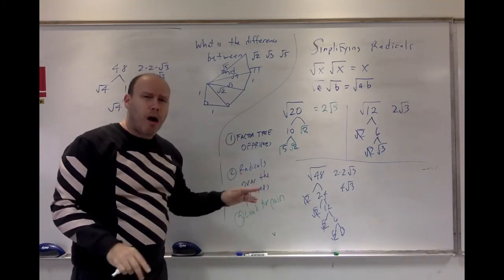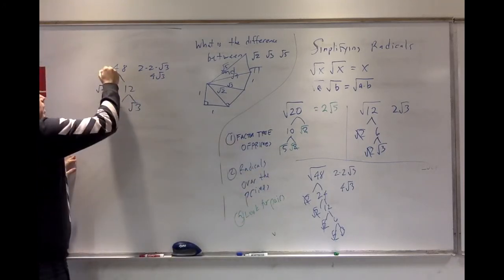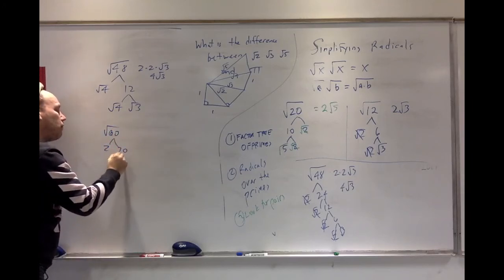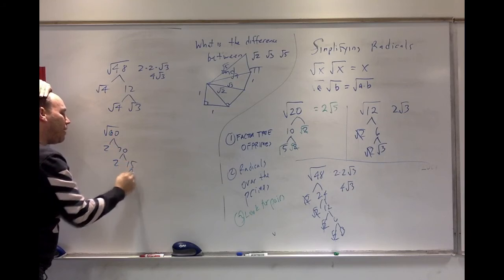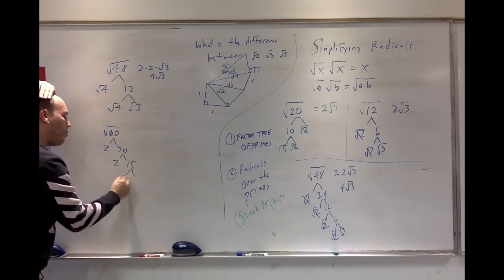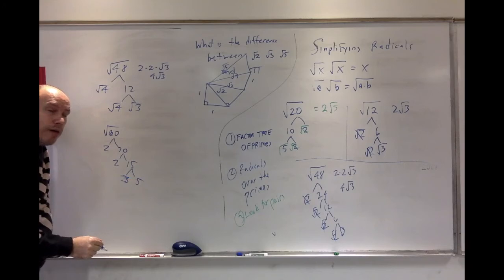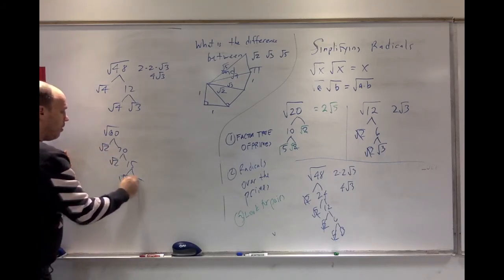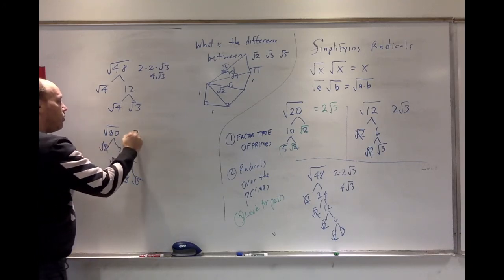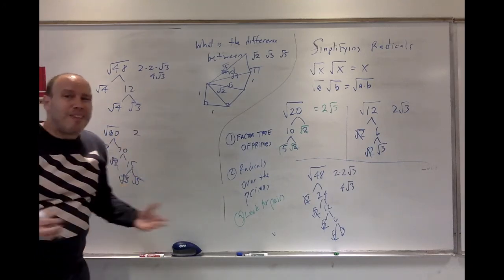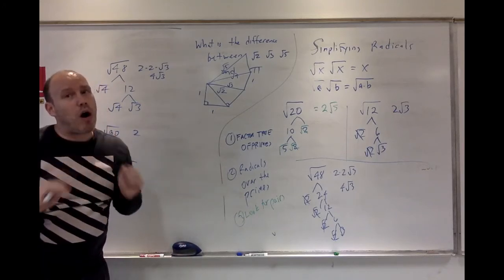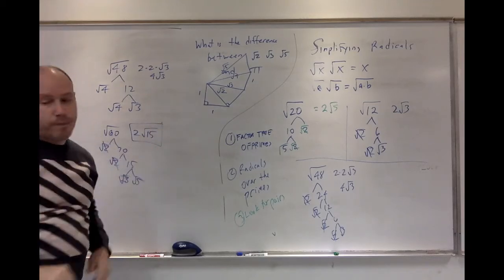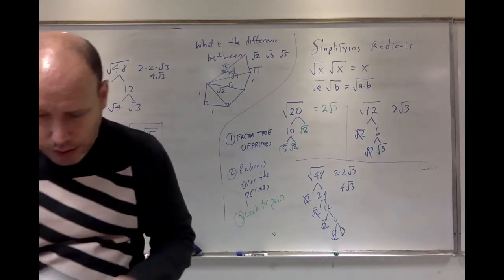It works for everything. Radical 60. 2 times 30. 2 times 15. 3 times 5. Okay. Let's put radicals over everything. 2 and 2, 2. What's going on with the 3 and 5? They don't have pairs. They go back together onto the radical. That's it.